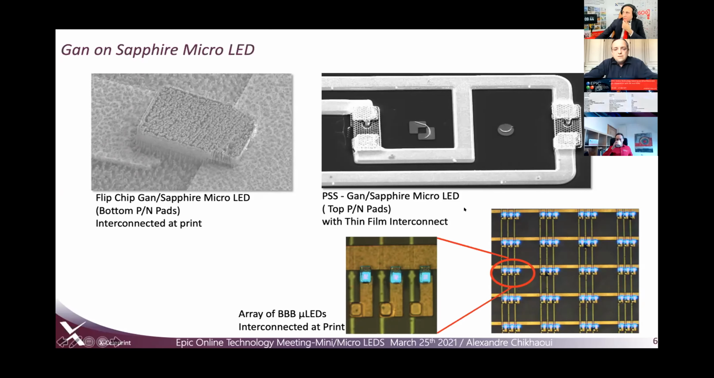And the bottom picture is just to show that the LEDs are interconnected. And as soon as you interconnect them, you can light up your display and make a visual inspection if the pixel has been well printed or not.